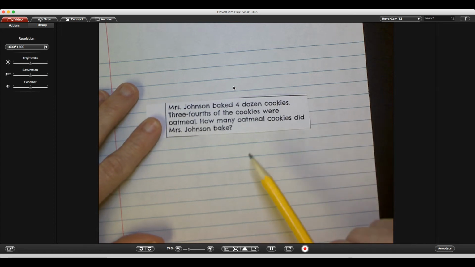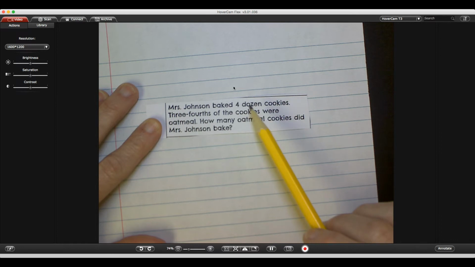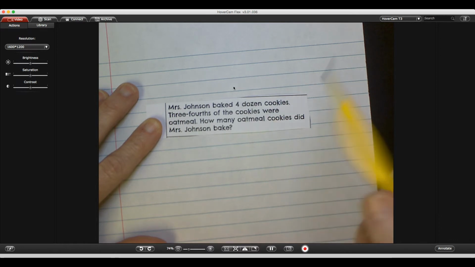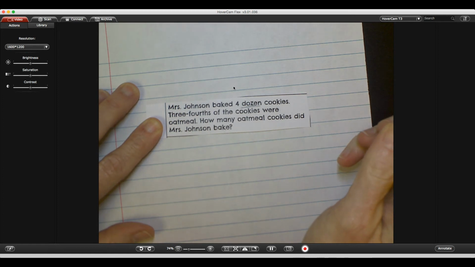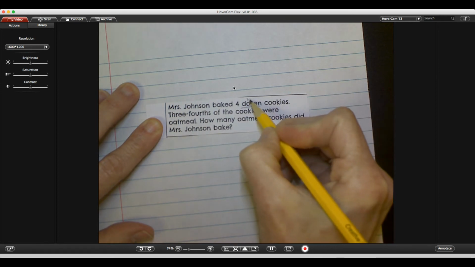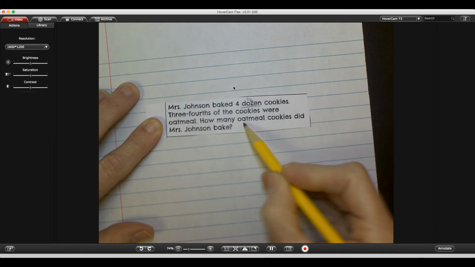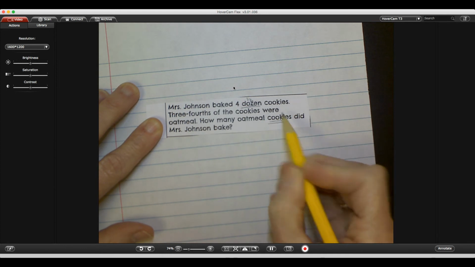Mrs. Johnson baked 4 dozen cookies. 3/4 of the cookies were oatmeal. How many oatmeal cookies did Mrs. Johnson bake? Well, I see one number here, but then I have to remember that dozen is also a number, but it's in word form, and dozen means 12. So it's asking me how many cookies did she have, not how many dozen.